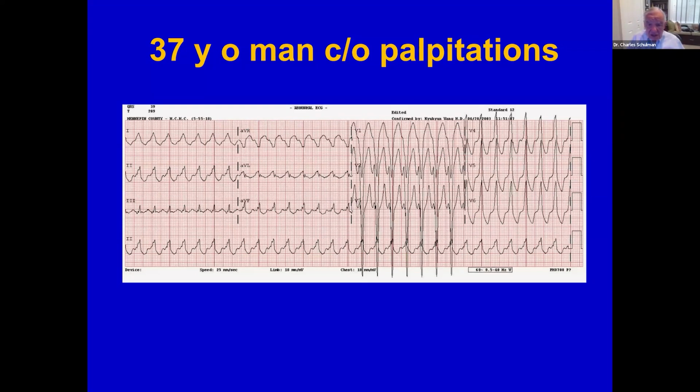So here is now a wide complex, perfectly regular tachycardia with a bundle branch block appearance. We'll talk a lot about this when we get to ventricular arrhythmias.